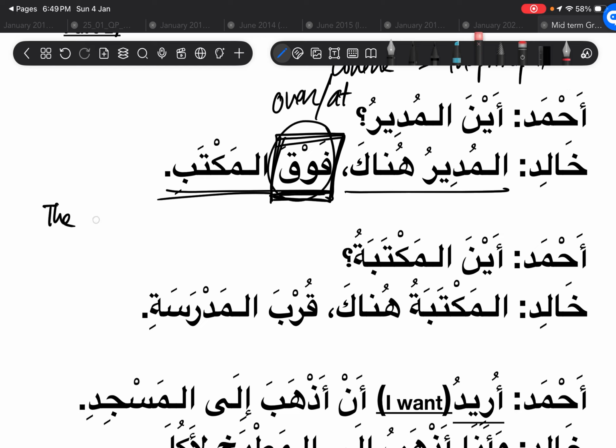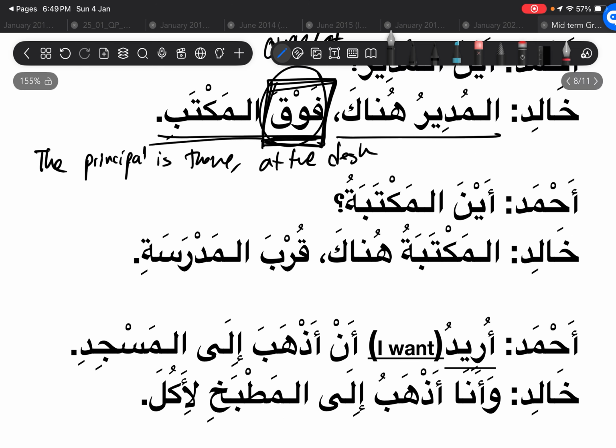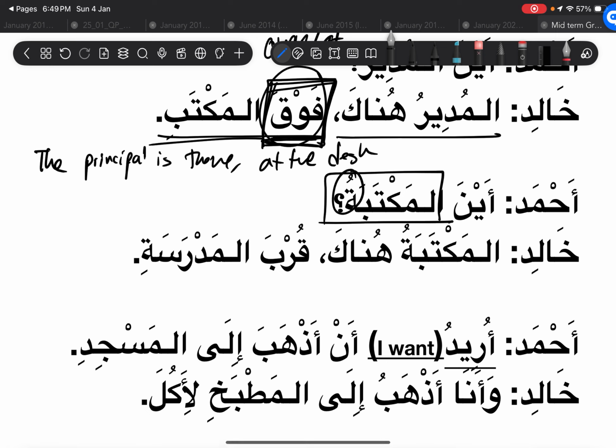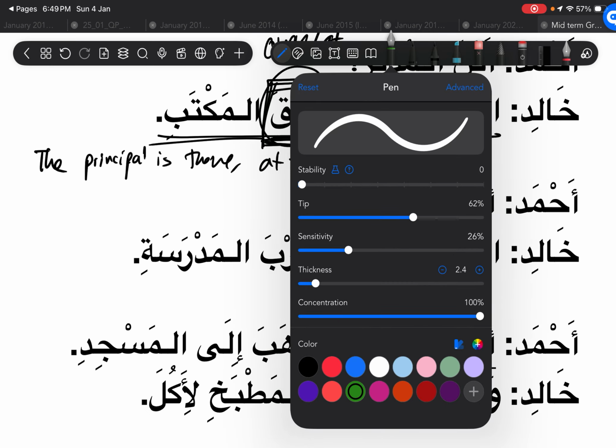is there at the desk. أين المكتبة؟ مكتبة is not مكتبون. مكتبة with the ta marbuta is actually library.